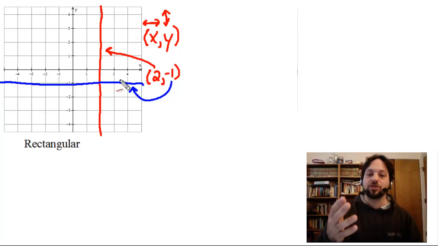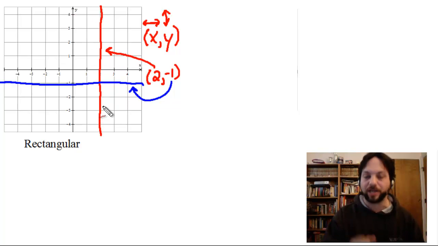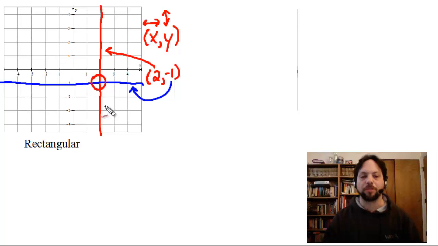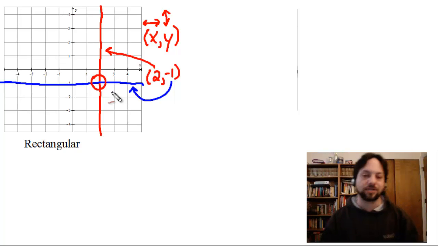And now that brings us to the question, are there any points where the x value is 2, in other words, it's on the red line here, but also the y value is negative 1, so it lies on the blue line? And clearly, of course, there is such a point, and it is going to be the point right there where those two lines meet, cross, intersect, however you want to call it.